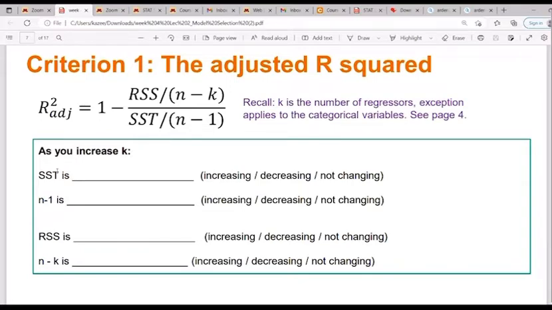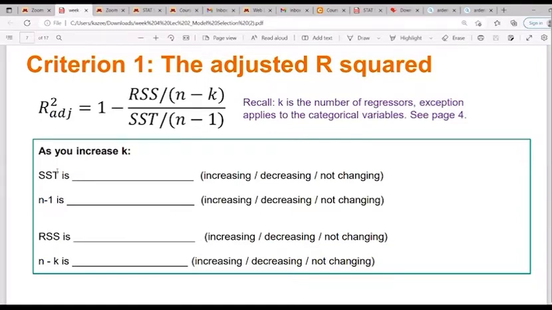When you decide to increase the number of regressors, it doesn't affect that. The number of observations remains the same, so N minus 1 remains the same when you increase the number of regressors. I just wanted to take note of that.